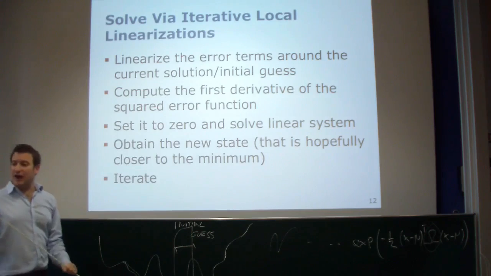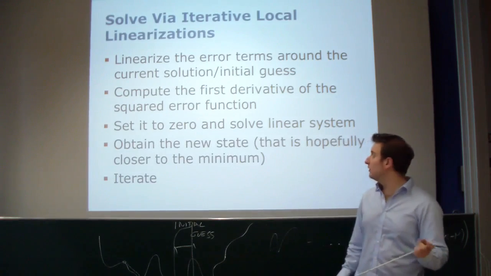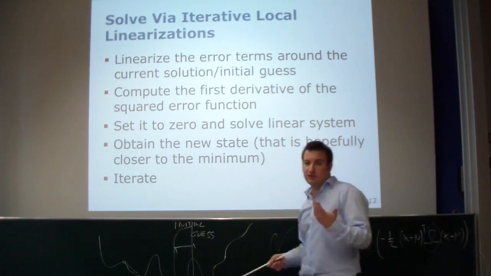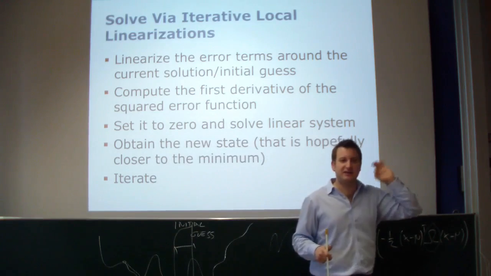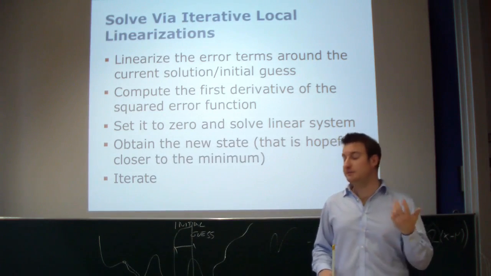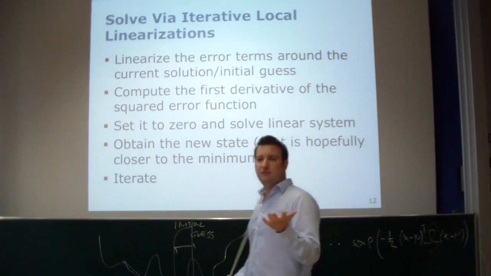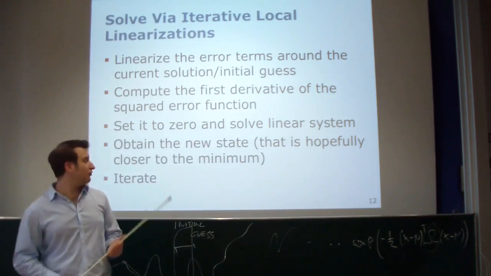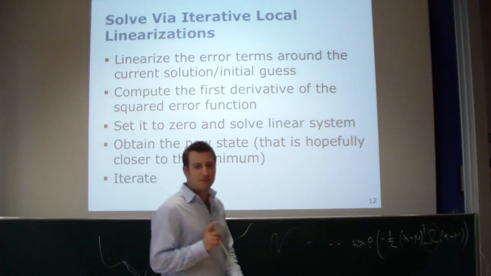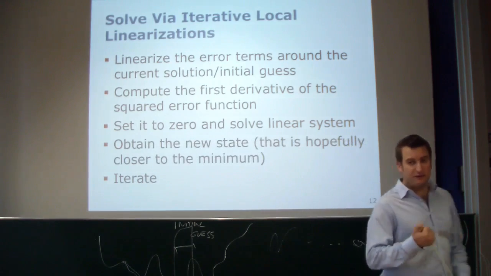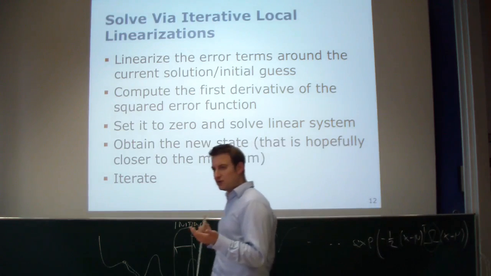So we linearize our error functions, here the vectorized error functions, around the current solution or the initial guess. So we need to know where we are approximately. And that's the reason why I need the initial guess, because I need a linearization point. And that's where the initial guess is important. Then we follow a standard approach. You compute the first derivative of the squared error function, because that's the function we want to minimize. Then we set this first derivative to 0. As a result of that, we obtain a system of linear equations.